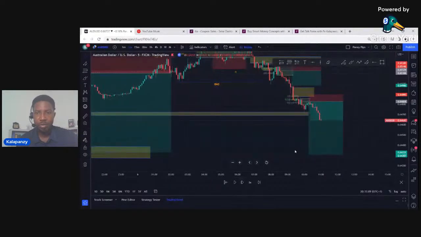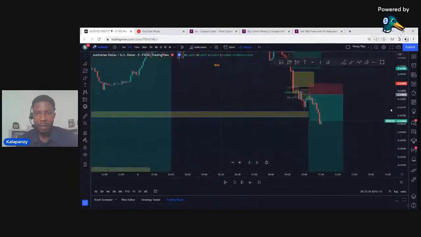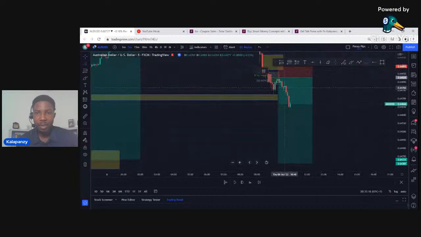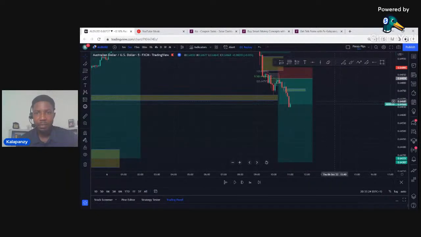Okay, so it begins to drop down massively. Now remember that as the market breaks down, I'd always look for an opportunity for a re-entry. So my strategy is very simple. Look for the imbalance. 50% of the imbalance is my entry. So that's an imbalance. Another imbalance.